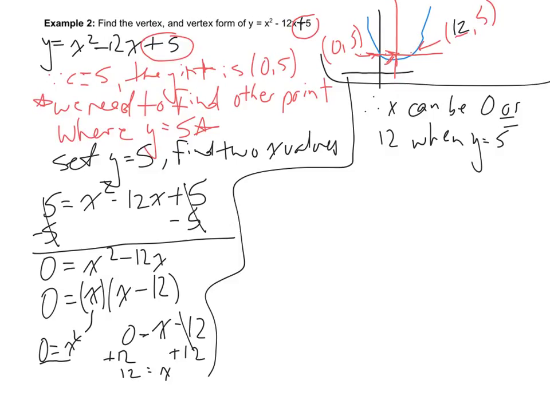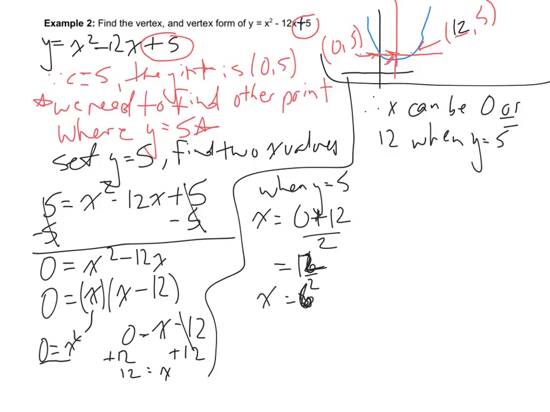Next we're going to do some work to try to find our vertex in vertex form. So we know that when y equals 5, x equals 0 plus 12 divided by 2, that's a plus, sorry if it's not clear, which equals 6 over 2, which equals 3. So there's our one value of our vertex, or our axis of symmetry. Oops, that is totally wrong. I totally jumped ahead of myself. That's 12 divided by 2, which equals 6. Sorry about that, guys.